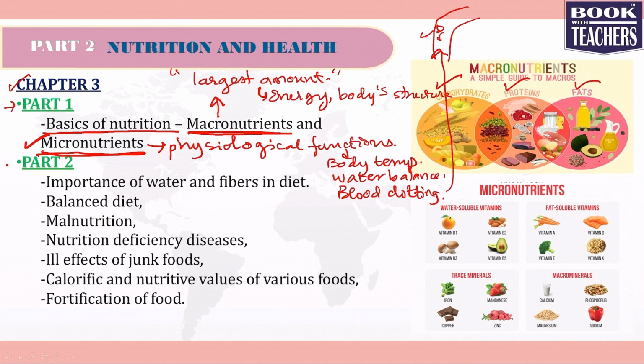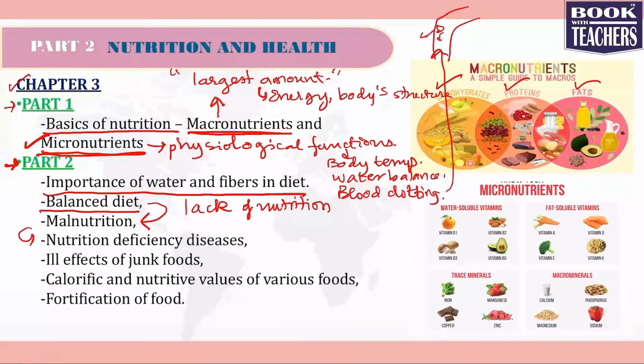Now coming to part 2. So in part 2 we'll be learning about the importance of water and fibers in our diet. And not only this, we will also learn about balanced diet. So if you are not having a proper balanced diet, it can cause malnutrition. Now what is malnutrition? Malnutrition basically means lack of nutrition. Okay. Now if you have lack of nutrition, this can cause nutritional deficiency diseases. Okay. Like rickets, etc.